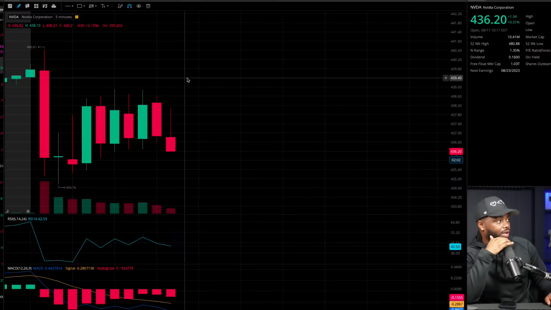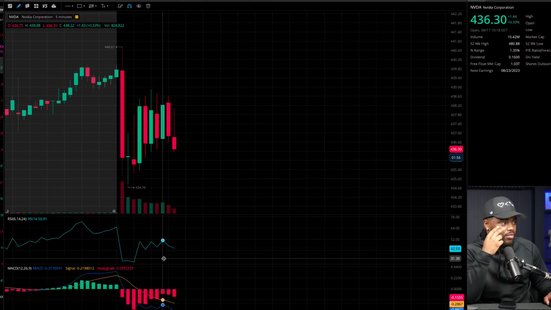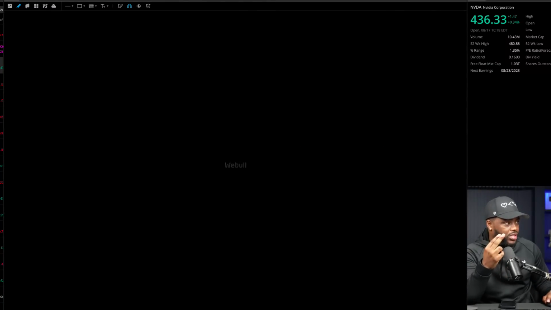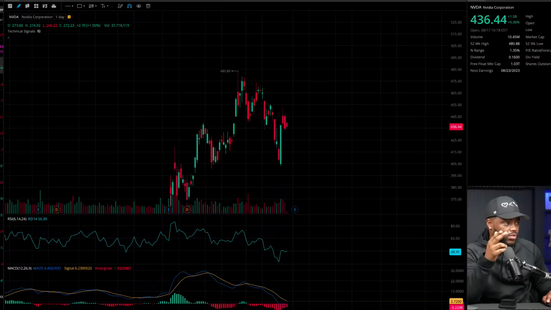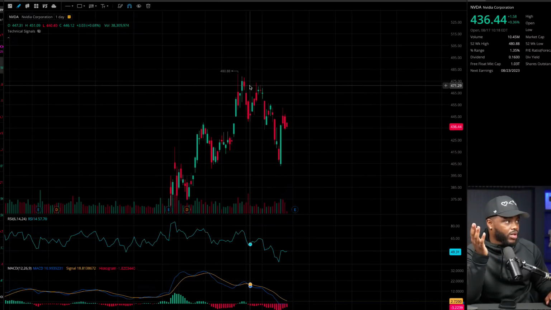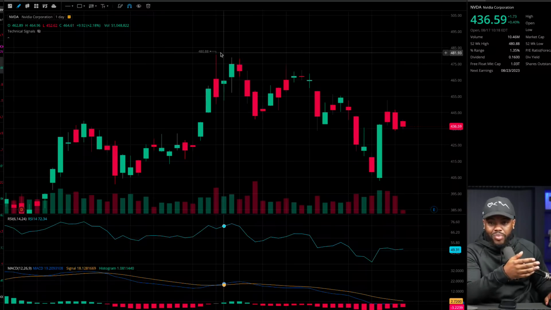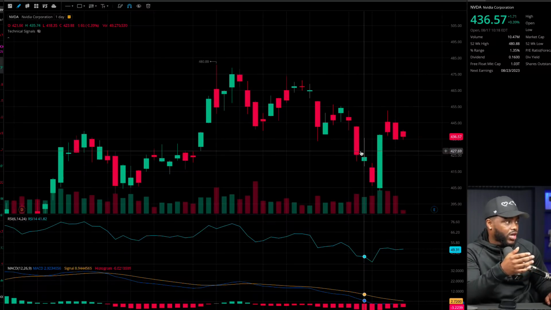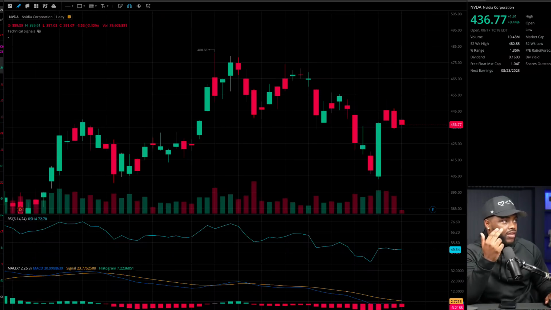Also, Nvidia was another one. With Nvidia and Palantir, people think just because these companies have great potential and are very likely to be higher in the future, it makes them a great investment. People bought Nvidia at 480. It's 430. That's a huge freaking drop, right? You got to understand when something is a trade and when something is an investment. I've been talking about that time and time again so you can understand the difference.